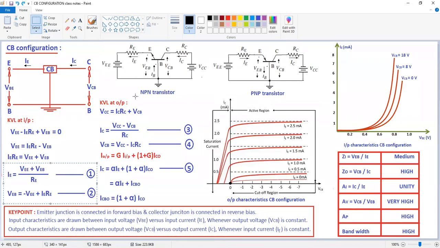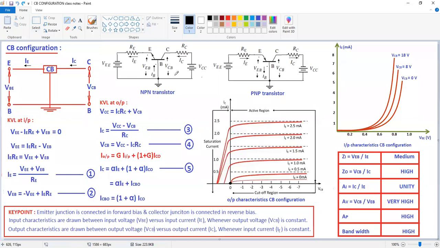From this input circuit, I calculated the input current IE and input voltage VEB. I am saying these equations as equation 1 and equation 2. Now similarly, I want to write the equations for output voltage VCB and output current IC. Before writing those two equations, I want to write the KVL equation for this second loop, the output loop. In this case, I am assuming that current is flowing in the anti-clockwise direction.